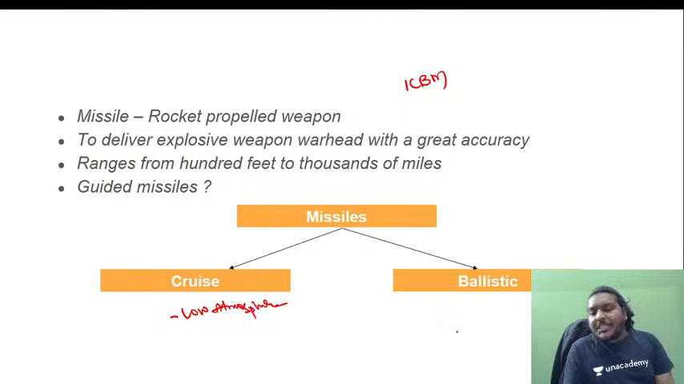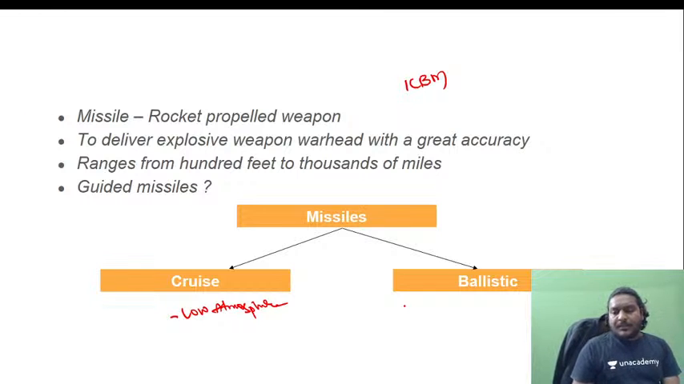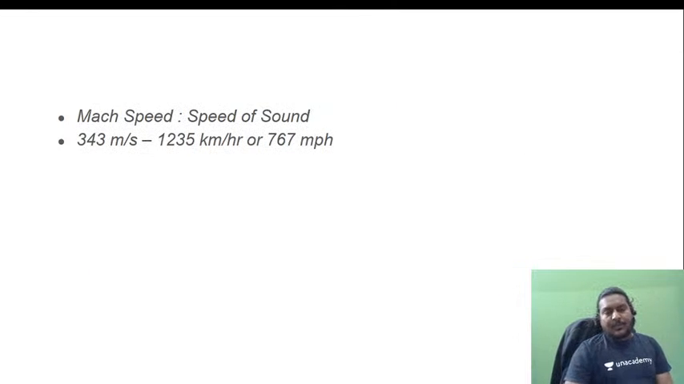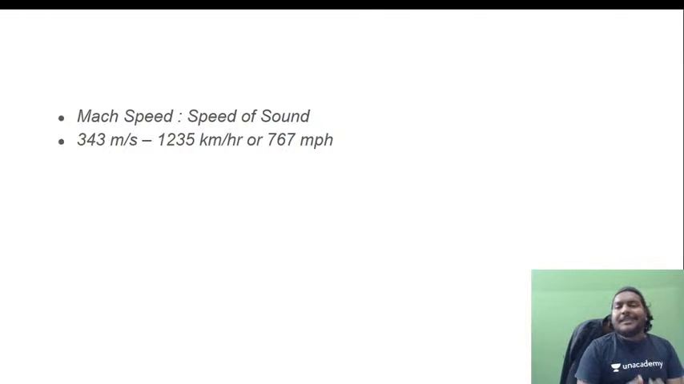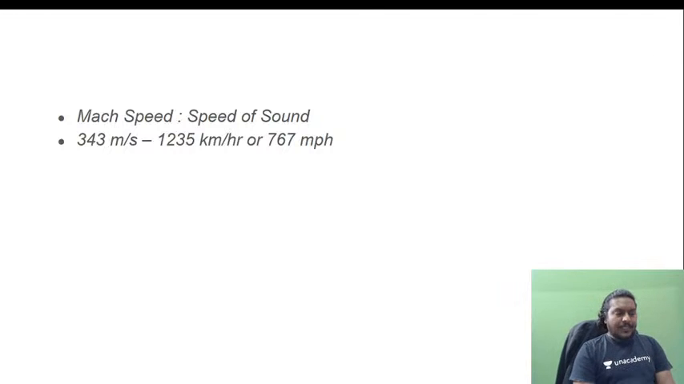But when it comes to the ballistic missile, it is not that way. That would be going out of the atmosphere, and they would also use a kind of gravitational pull and follow a parabolic path. So I'll go into details of all these as we go further today.